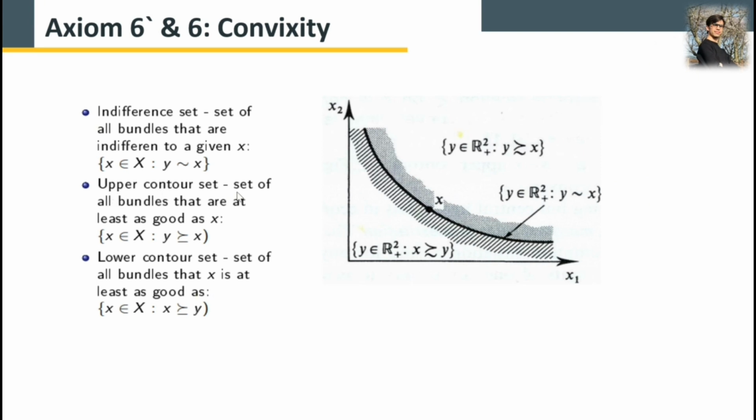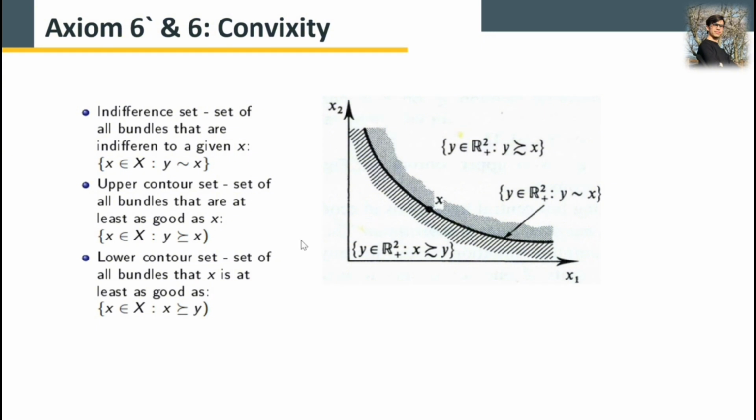And then we have upper contour set. Upper contour set is a set of all bundles that are at least as good as X, where X is in our consumption set capital X, where Y is at least as good as X. This shaded area above the black bold line is the upper contour set, which is a set of Y in R2 plus where Y is at least as good as X. It means the shaded area above this black bold line is at least as good as X. They are weakly preferred to this point X. So it's called upper contour set.